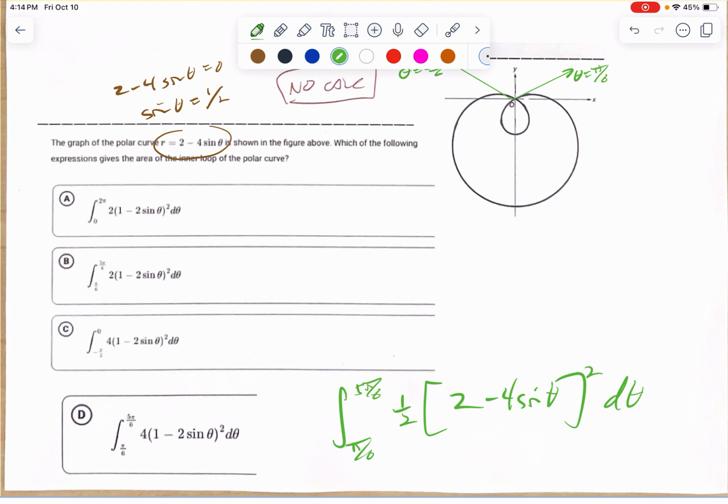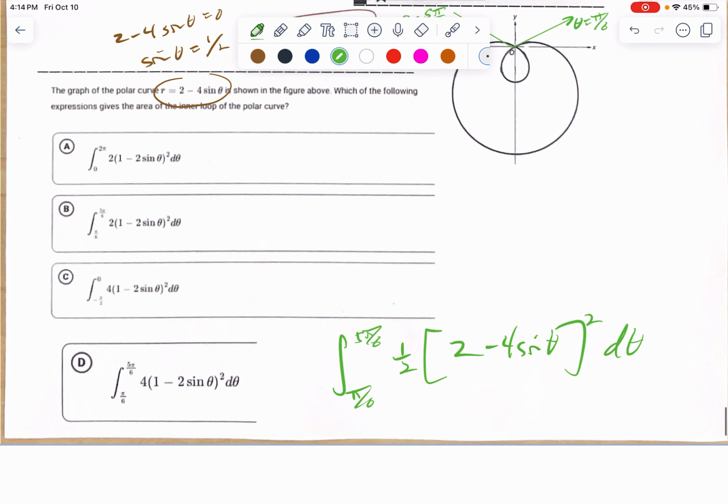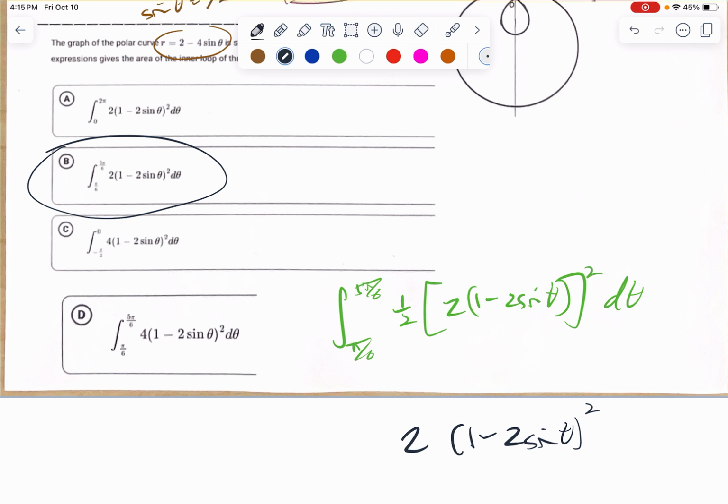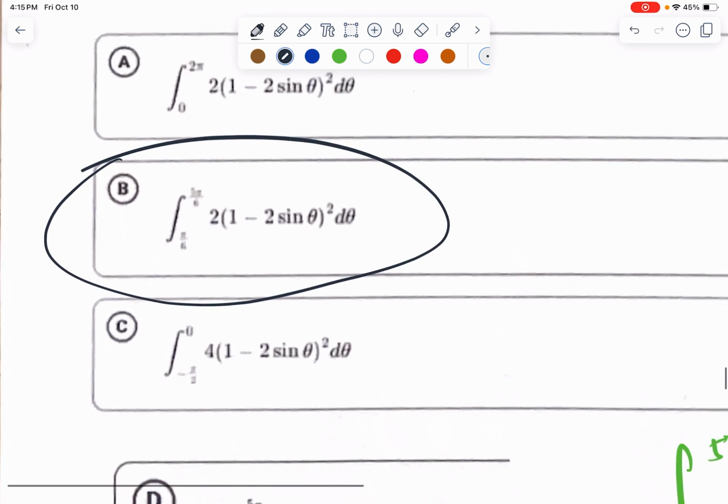Now we'll notice we don't see that as an option. We need to rewrite the integrand to get it to match something. So what we might notice is these are both divisible by 2. So I could rewrite what I have there as 2 times 1 minus 2 sine theta. And then we have 1/2 and a 2 that's getting squared. So ultimately that's 1/2 times 4, which is 2. And then this is left being squared. So our answer is B. I know it's hard to read that, but in context you can guess it's the correct thing.